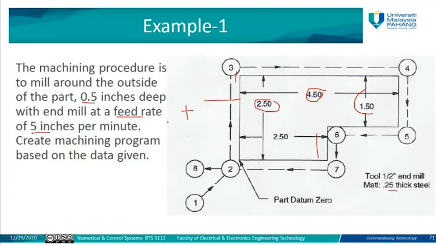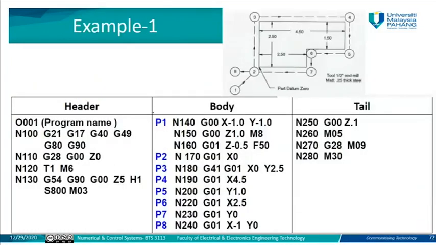The program should consist of the parts that we already mentioned before. As we told you, this is the header or setup of the program. Then we have the body or operation of the machine. Then we have the ending of the program.